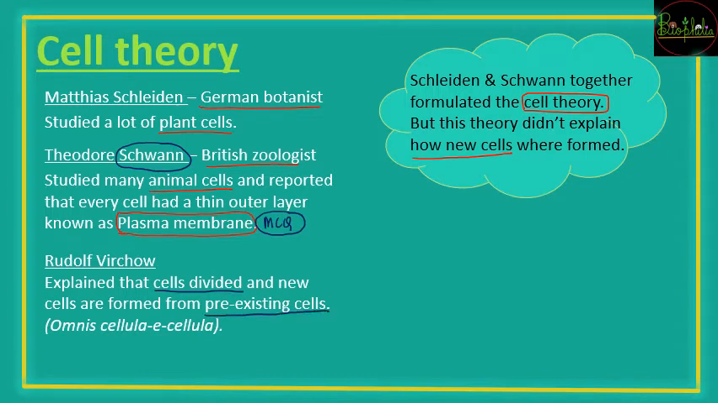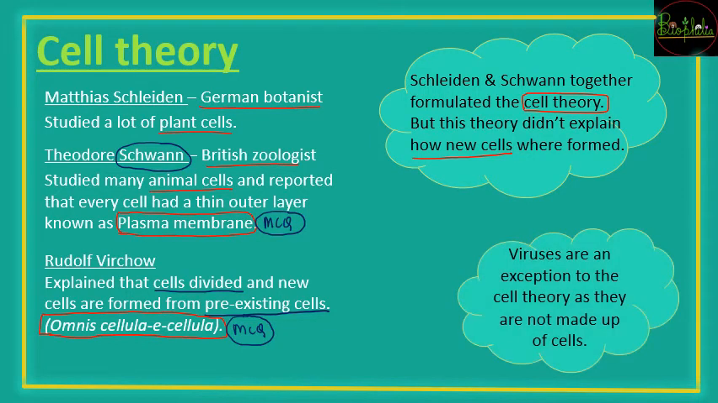जो cells already present हैं body में, वही cells अपने आप को divide करते हैं and they form the new cells. So in that time it was said as omnis cellula e cellula. What was it called? Omnis cellula e cellula, which means nothing but the cells are going to be formed by the pre-existing cells. So again, here is going to be an important MCQ. The omnis cellula e cellula was given by who? So it was given by Rudolf Virchow.